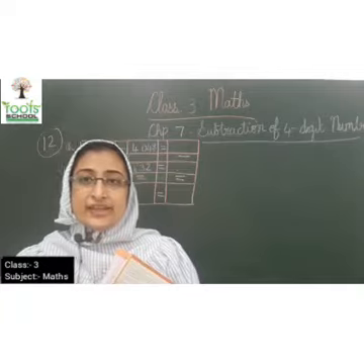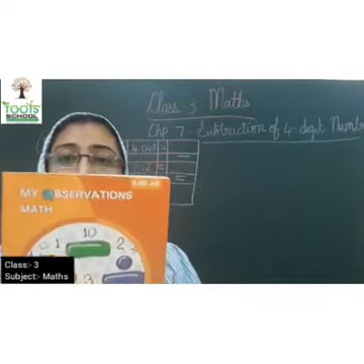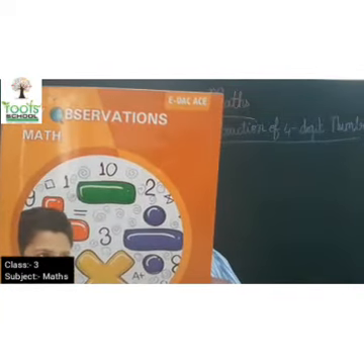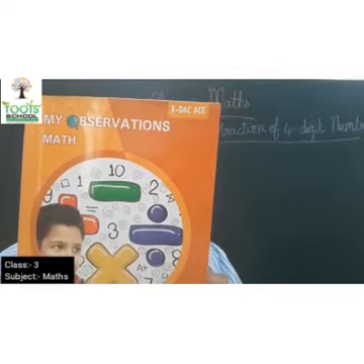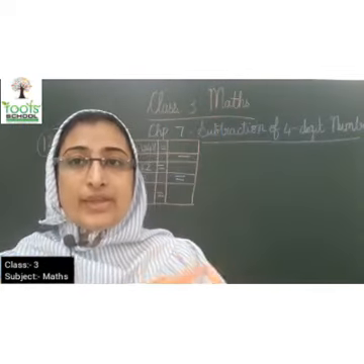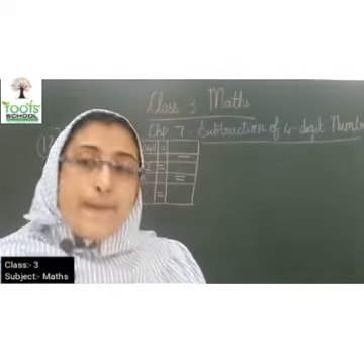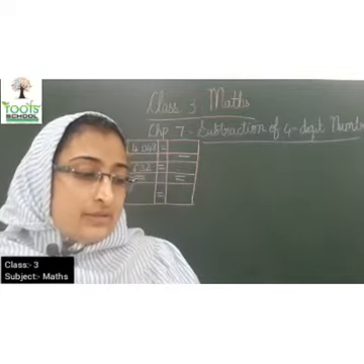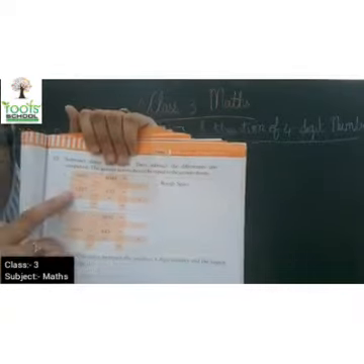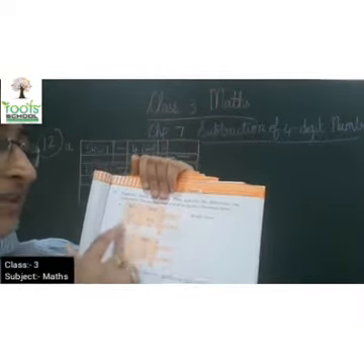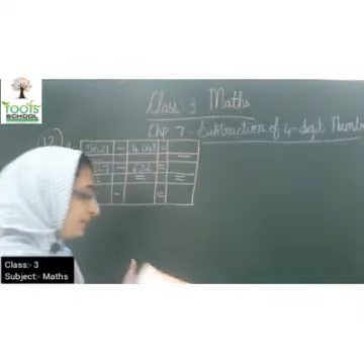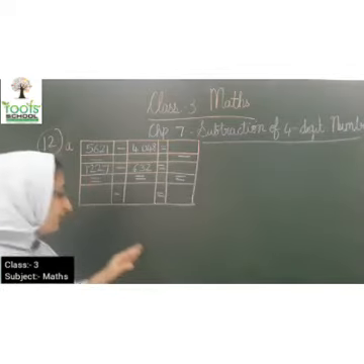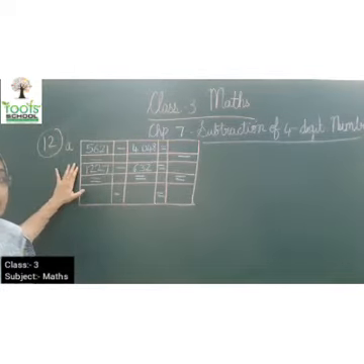Okay, so kids, come on, everyone go and get your observation book. Have you got it? Okay kids, now you have to open page number 61. We are going to solve question number 12. In that, kids, you can see that ma'am has drawn the same table over here.